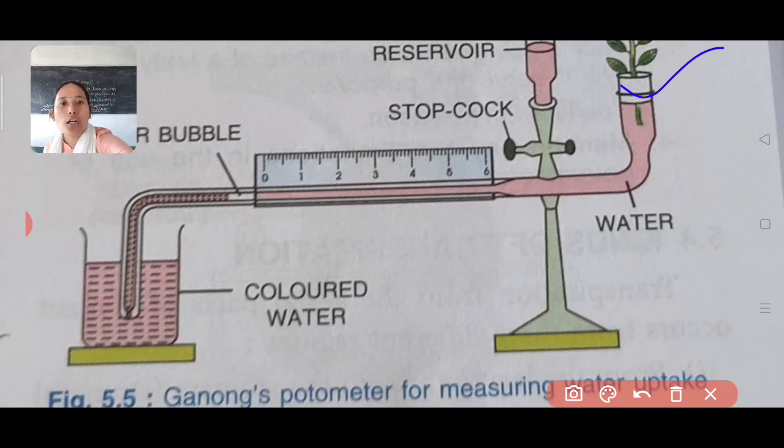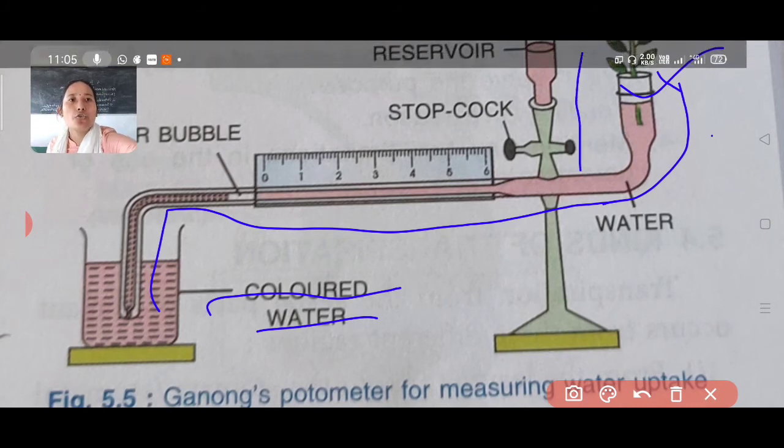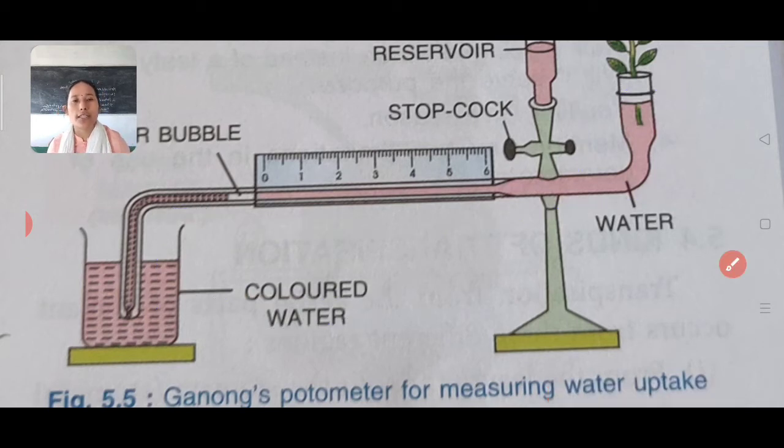First let us understand the setup of this Ganong's photometer. You have a beaker with colored water. Then you have this capillary tube through which the water moves. And then here you have a compartment for placing the shoot of a plant. And then here you have a reservoir in order to regulate the drop, the water bubble that is being introduced into this capillary tube.